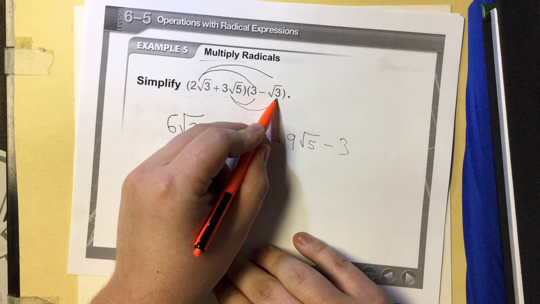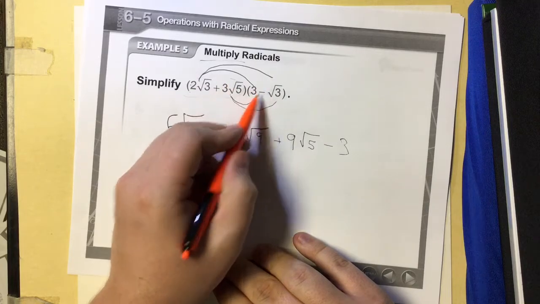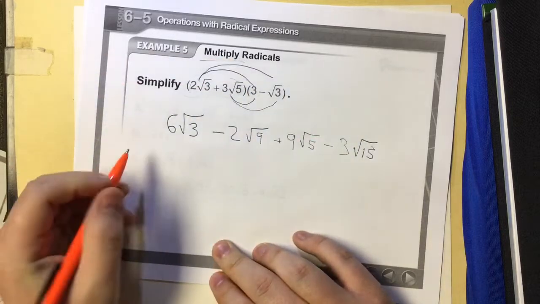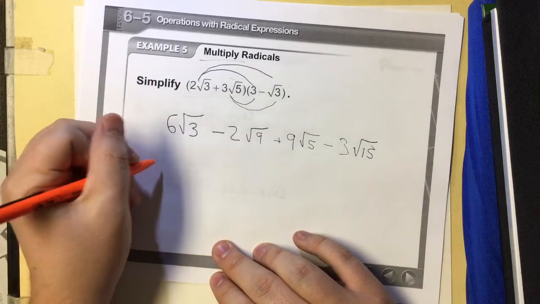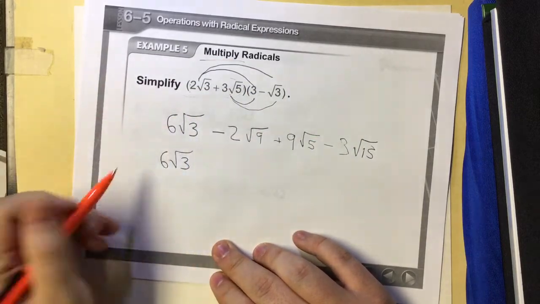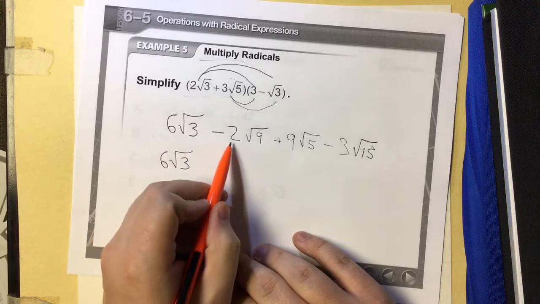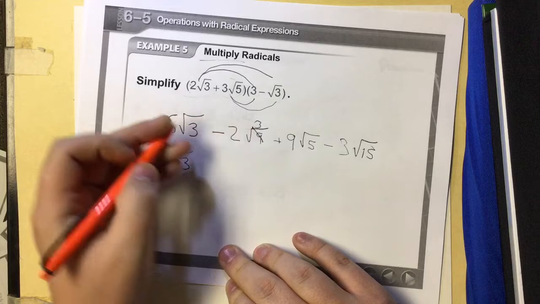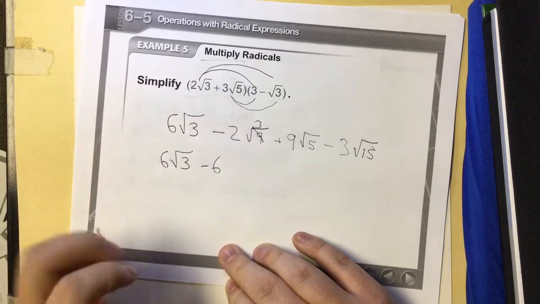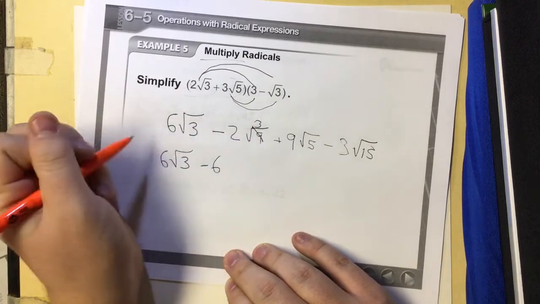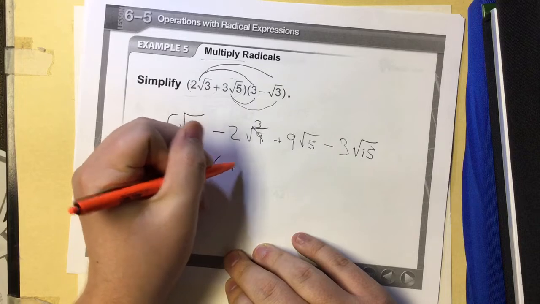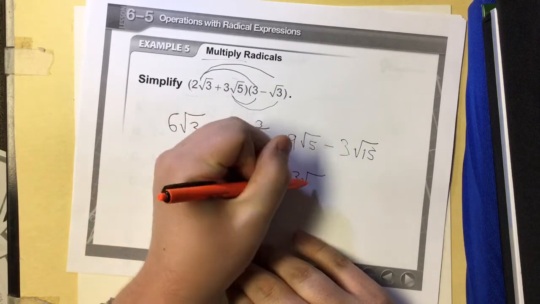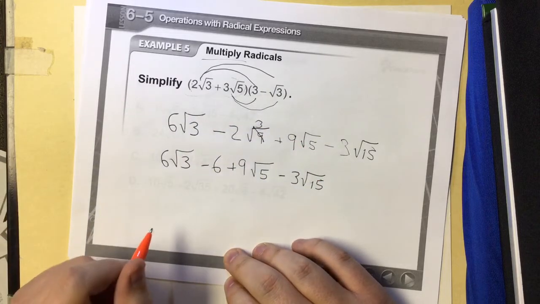Square root of 5 times square root of 3. Since they have the same index, we can multiply. 5 times 3 is 15. I have 6 radical 3. My square root of 9 is just 3. So minus 6. 2 times 3 is 6. Then I have plus 9 radical 5 minus 3 radical 15.